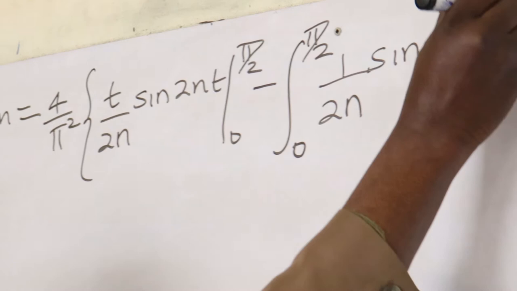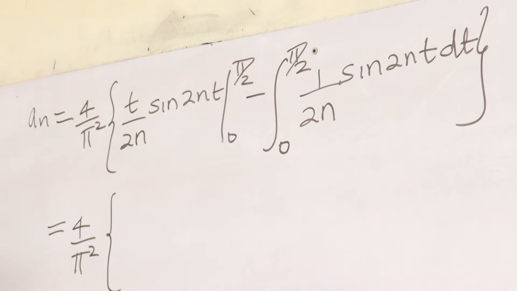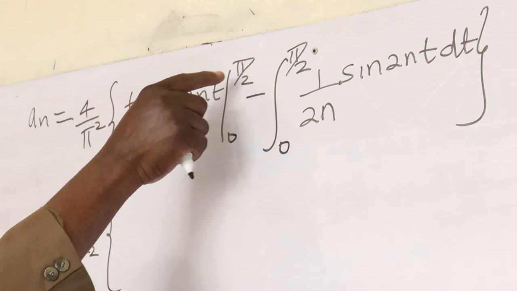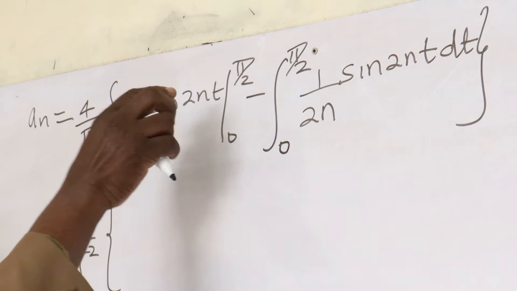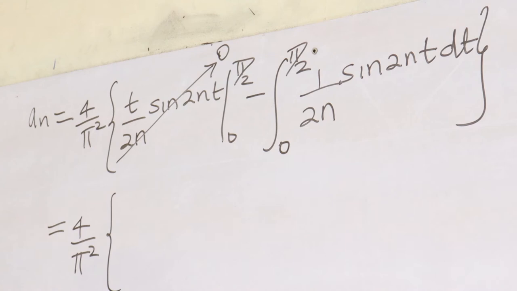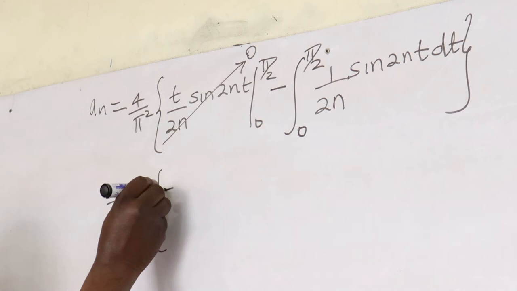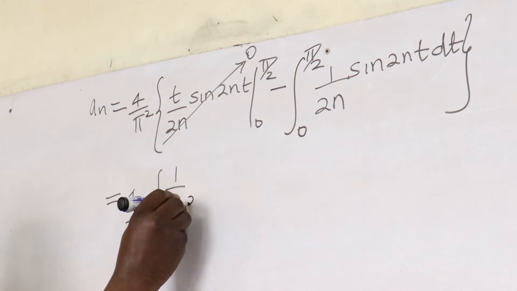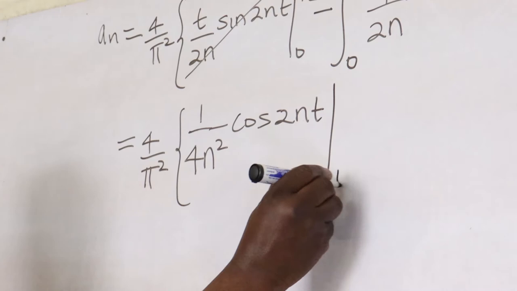Which is equal to 4 all over pi squared into... When you insert pi all over 2 here, you will remain with sine n pi. And sine n pi is zero. When you input 0 here, sine 0 is also zero. So this one comfortably approaches 0. When you integrate a sine, you get a negative cos. So we'll have negative and negative, positive. So we'll have 1 all over 4n squared, because another 2n will come down. So it will be 1 all over 4n squared cos 2nt. We have from 0 to pi all over 2.